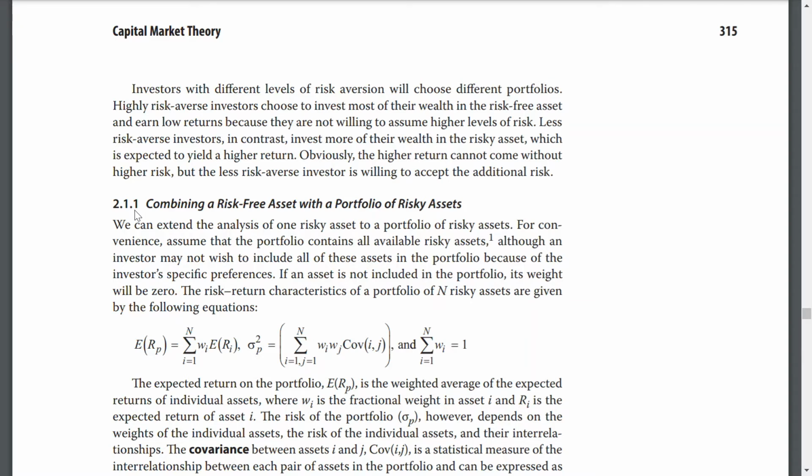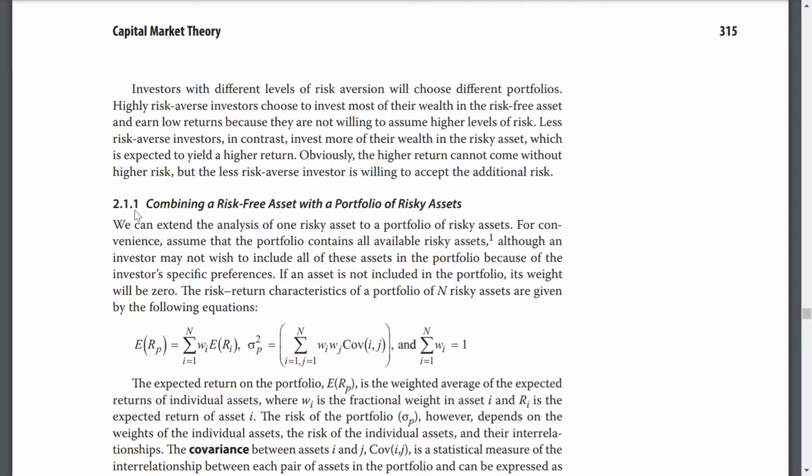For convenience, assume that the portfolio contains all available risky assets, although an investor may not wish to include all of these assets in the portfolio because of the investor's specific preferences. If an asset is not included in the portfolio, its weight will be zero. The risk-return characteristics of the portfolio of n risky assets are given by the following equations.